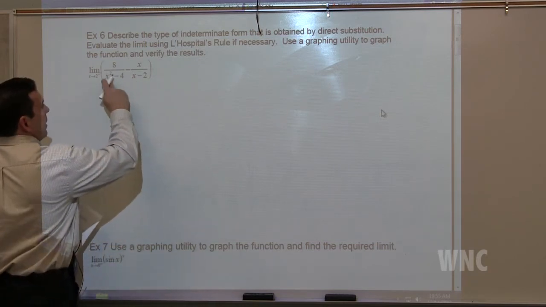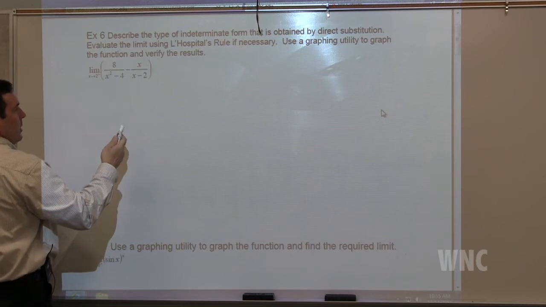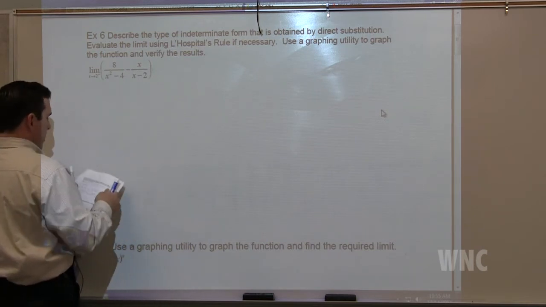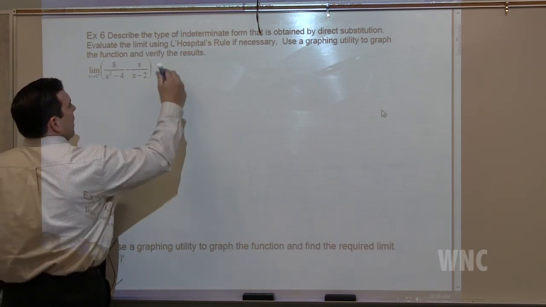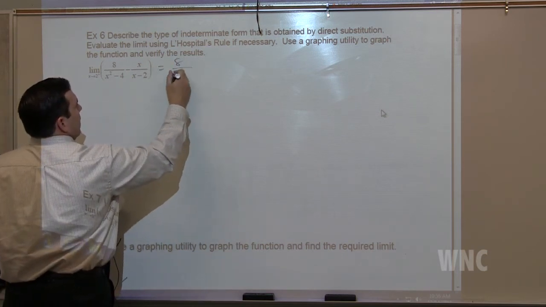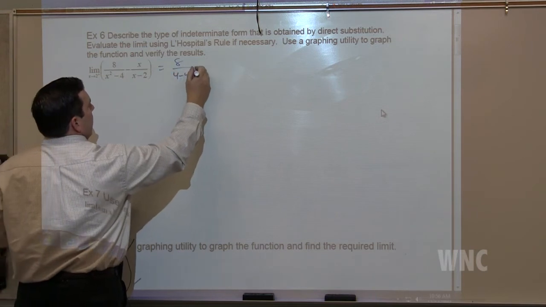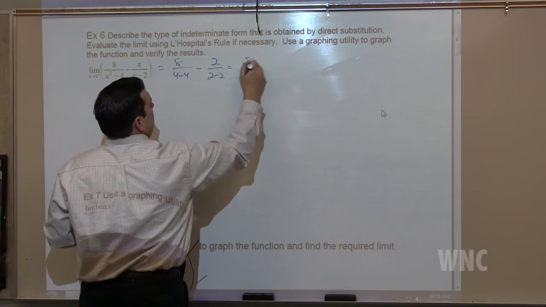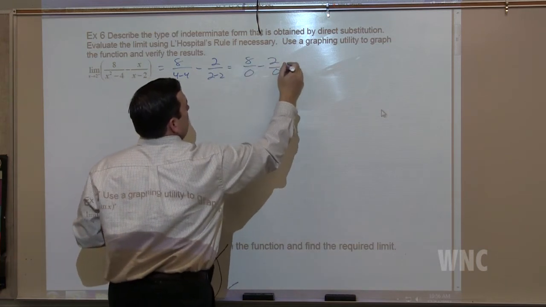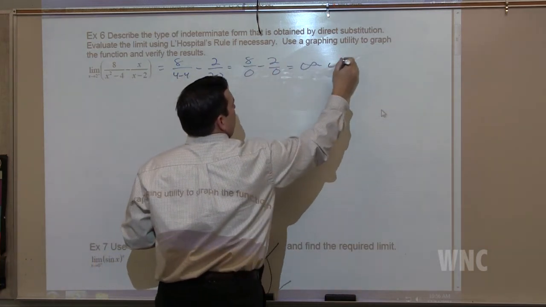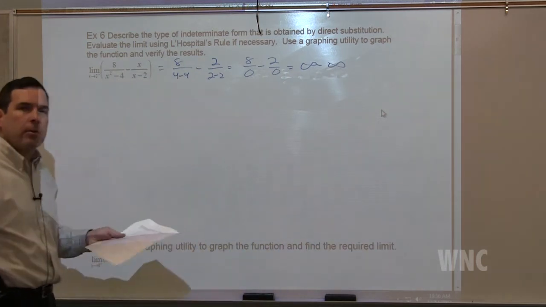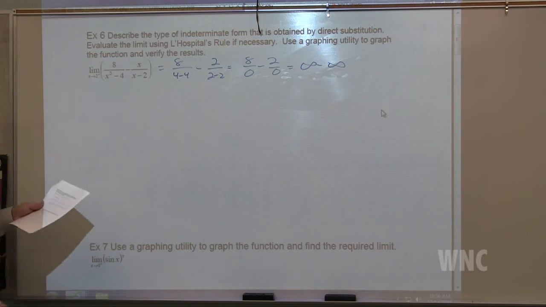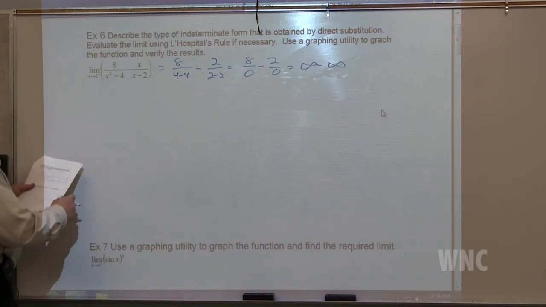So if you were to plug in 2, let's see what happens. You'd have 8 over 2 squared, 4, minus 4, minus 2 over 2 minus 2. That's 8 over 0 minus 2 over 0. That's infinity minus infinity. Now what is infinity minus infinity? Is it 0? Is it infinity? Is it something else? I don't know. Let's find out. So that's the case we have.